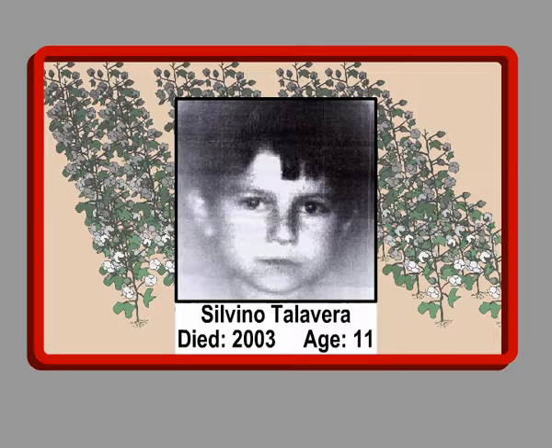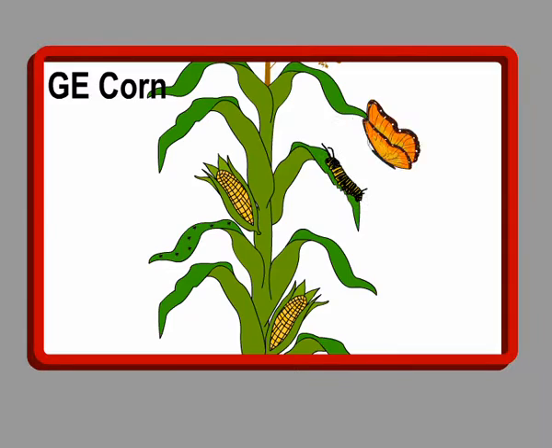This is Silvino Talavera, who came from a poor family in Paraguay. He was only 11 years old when he died in 2003 from double exposure to pesticides sprayed on GE soya farms near to his house. How can we stand by while innocent children are exposed to these poisons every day in the name of profit?